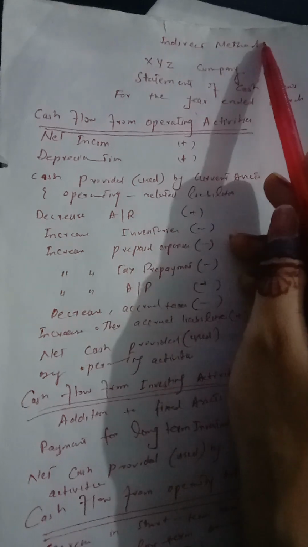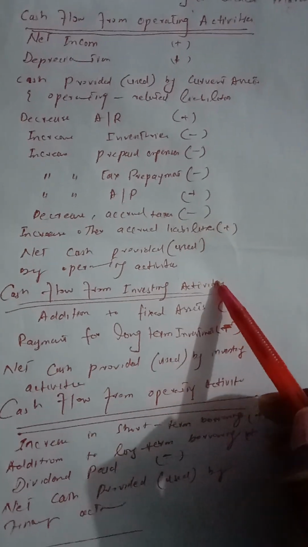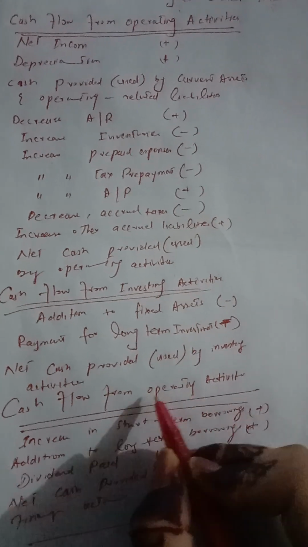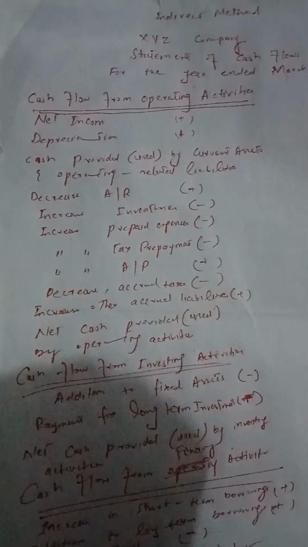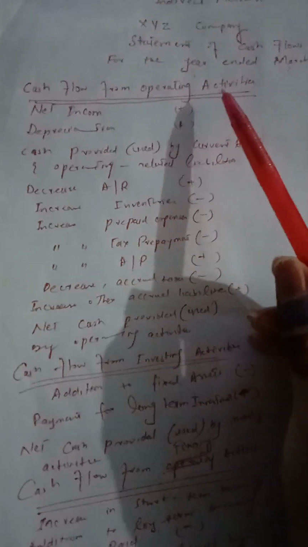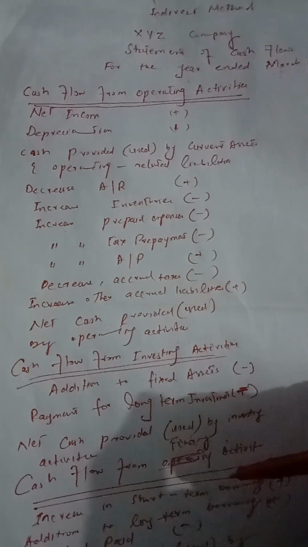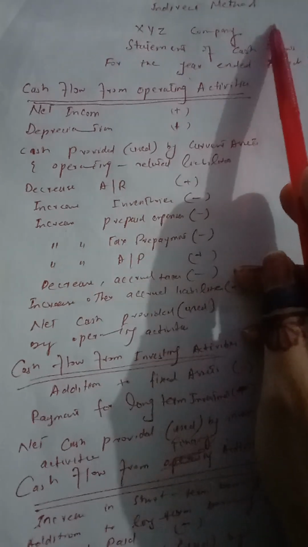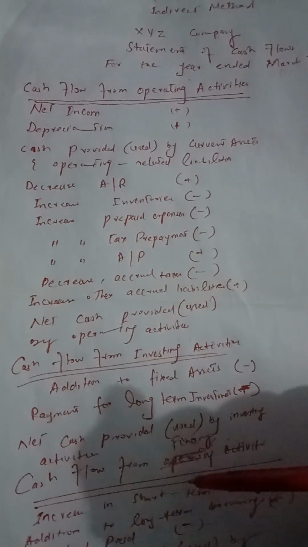In the indirect method, we start from operating activities, then we move forward to investing activities, and after that we move toward financing activities. Like in the direct method, we choose operating activities first, then investing, and at the very last financing activities. In the indirect method we also follow the same order of operating, investing and then financing.